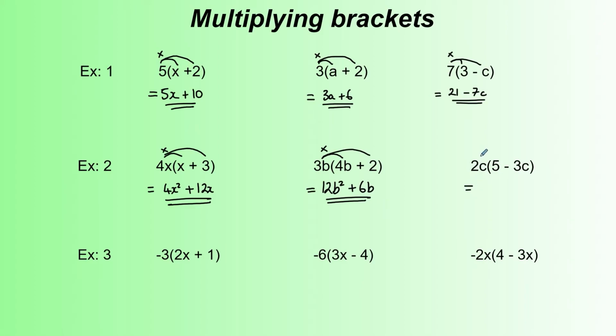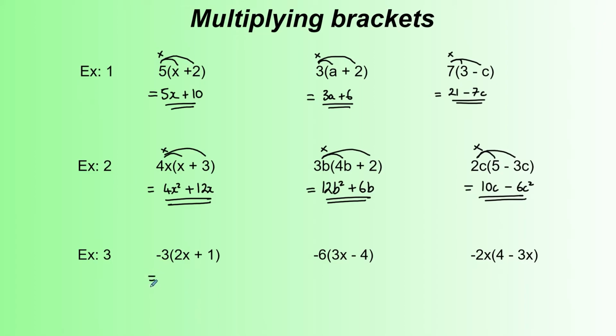And the third example, 2c times 5. So 2c times 5 would be 10c. Not c squared. It's not c times c. Okay, there's only one c here, so be careful with that. Minus sign in the middle. And then on to the second, 2c times 3c. So 2 times 3 is 6. 2c times 3c is 6c squared. So we get 10c minus 6c squared.